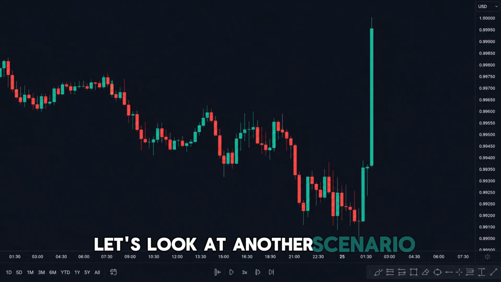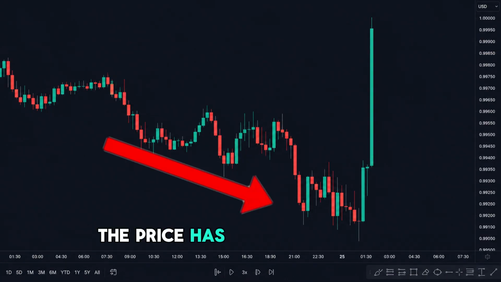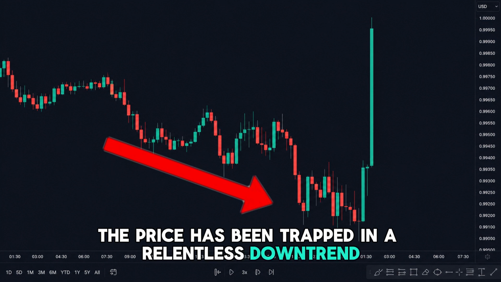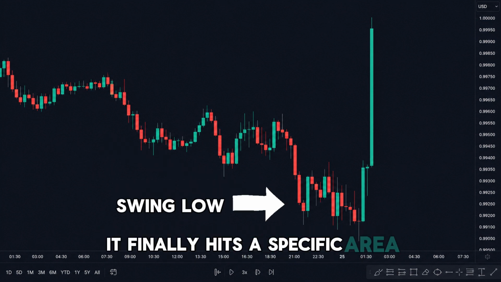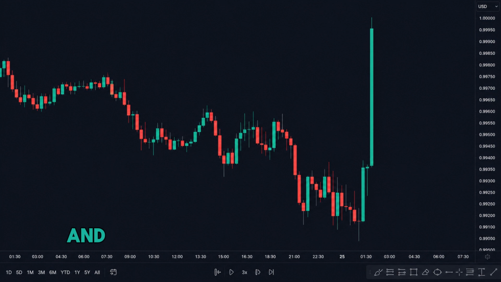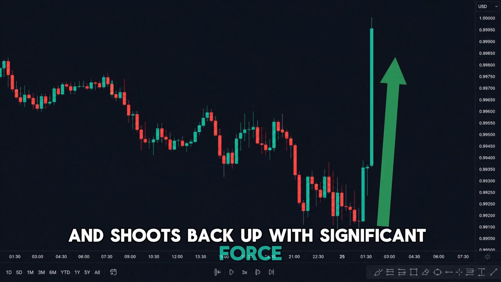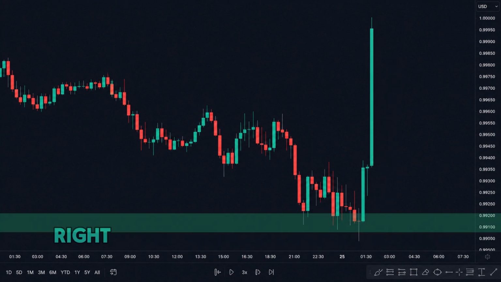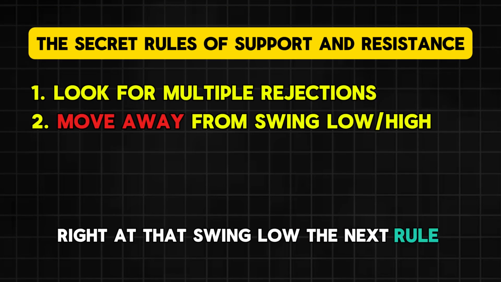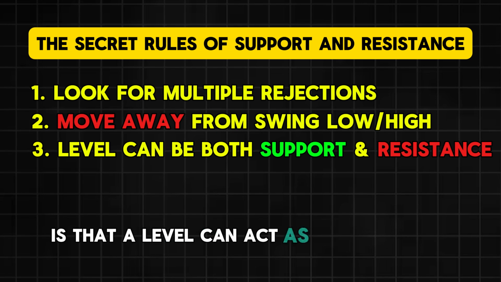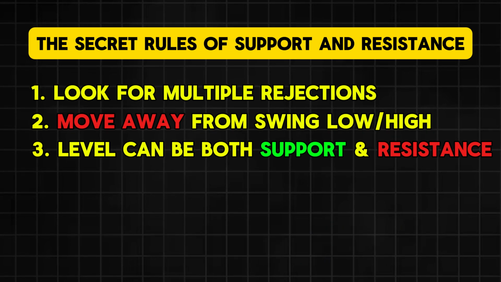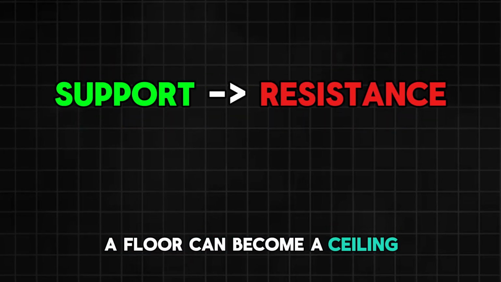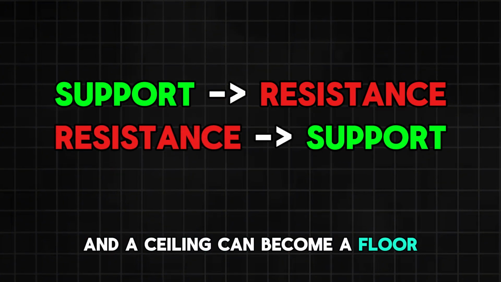Let's look at another scenario. Imagine the price has been trapped in a relentless downtrend. It finally hits a specific area, reverses sharply, and shoots back up with significant force. In this case, you can confidently draw a support level right at that swing low. The next rule to remember is that a level can act as both support and resistance. A floor can become a ceiling, and a ceiling can become a floor.